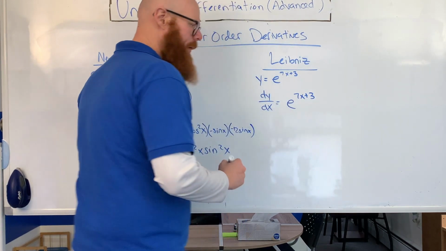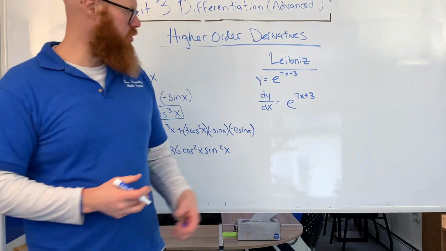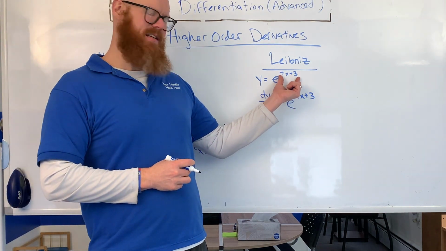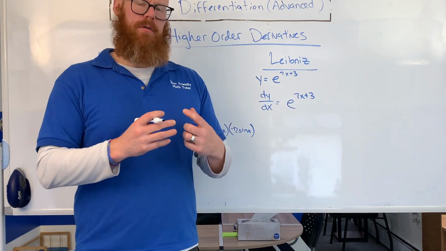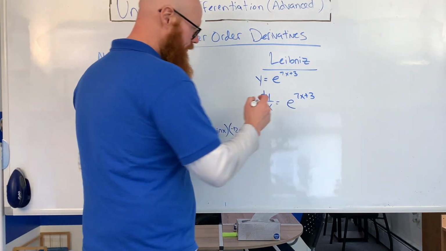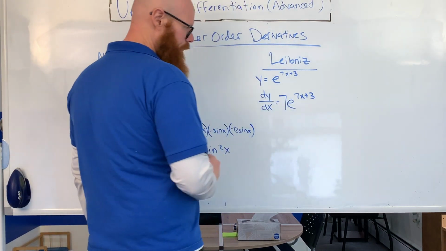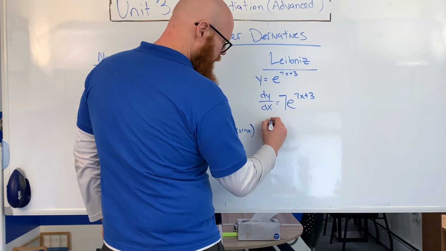And then we multiply by the derivative of the inside function, which in this case is 7x plus 3. The derivative of 7x plus 3 is 7. So I'm just going to put a 7 in front. Now, the next derivative looks like this.